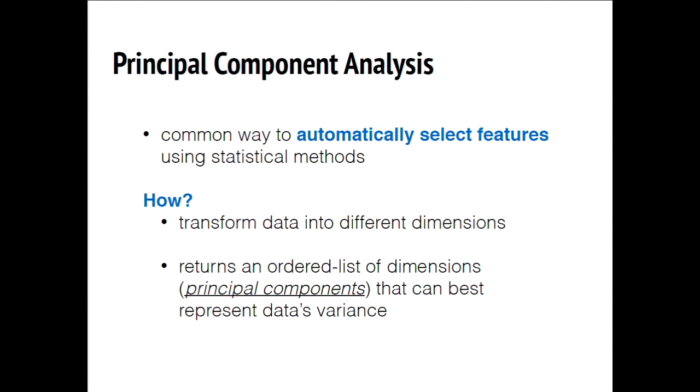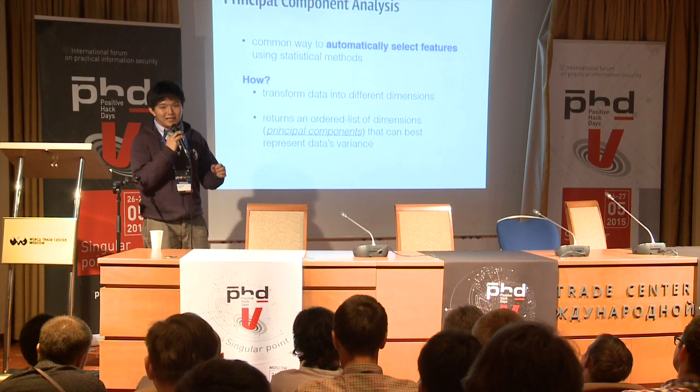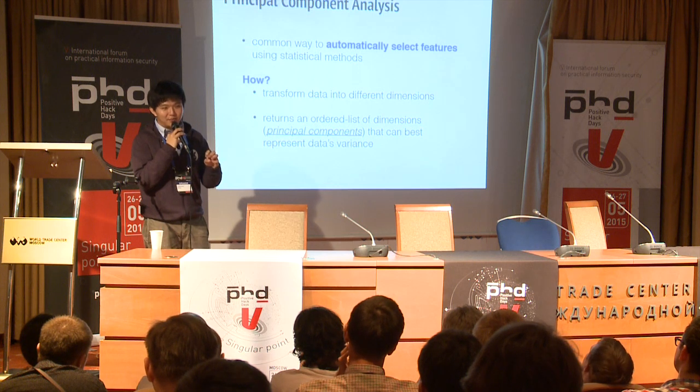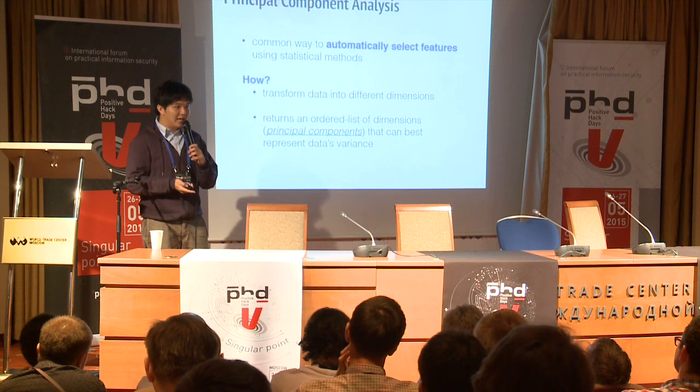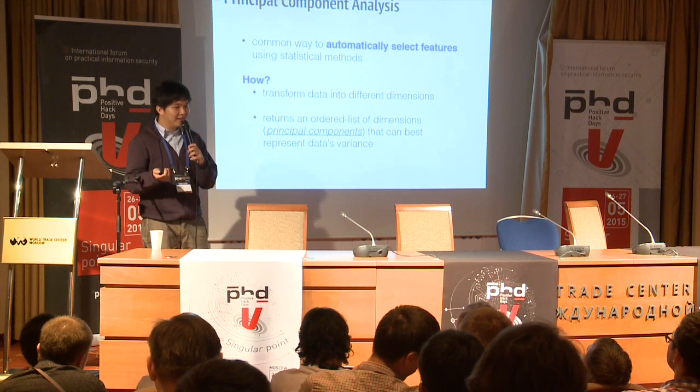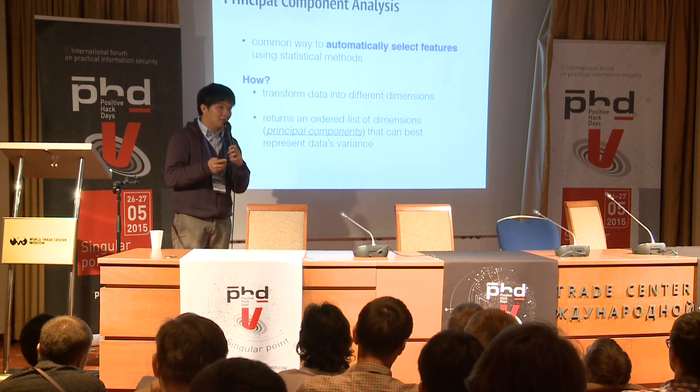It's a common way to automatically select features. It's a statistical method that doesn't have any context of what your data looks like or what you're using it for. It basically transforms data into different dimensions, and then it returns an ordered list of dimensions that can best represent your data's variance. So let's say you have n dimensions in your data, and you want to select a certain number of these. You want to select as few of these as possible to minimize computation, so you can represent your data set with as few dimensions as possible. This is also in machine learning commonly known as dimensionality reduction. And if you've heard of SVD, singular value decomposition, before, then this will be familiar to you.